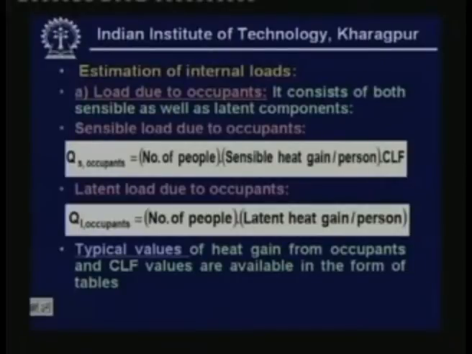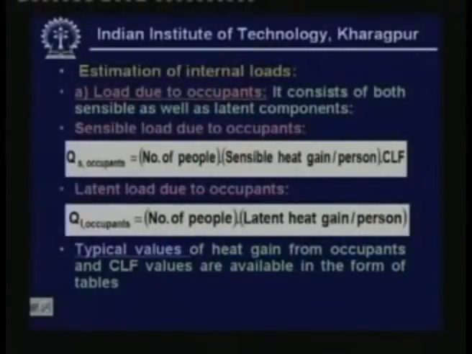Why are we using a cooling load factor here? Strictly speaking, we have to use the cooling load factor because the sensible heat transfer rate from a human body to the conditioned air takes place by convection as well as radiation. You also have a radiation component here. The moment you have radiation, it does not become an instantaneous load on the building. Again, there is a time lag. So strictly speaking, if you want to find out the sensible heat transfer rate from the occupants, you have to consider the CLF for the occupants, cooling load factor, just like radiation through fenestration.